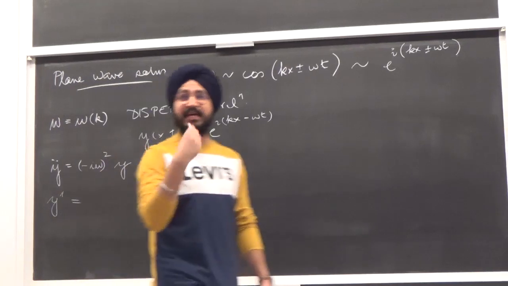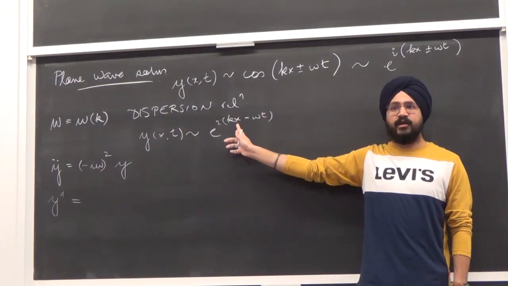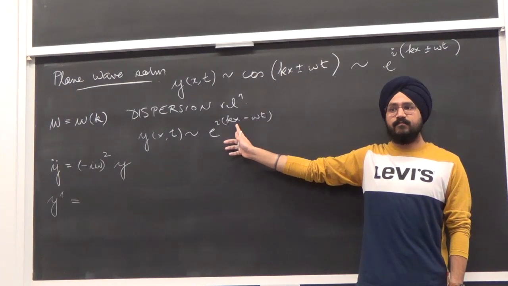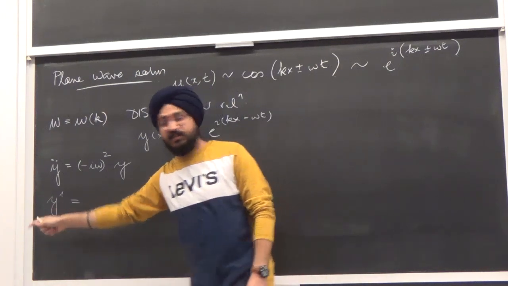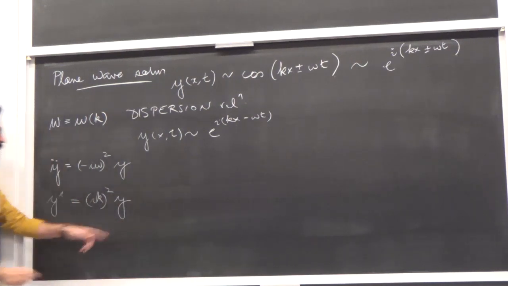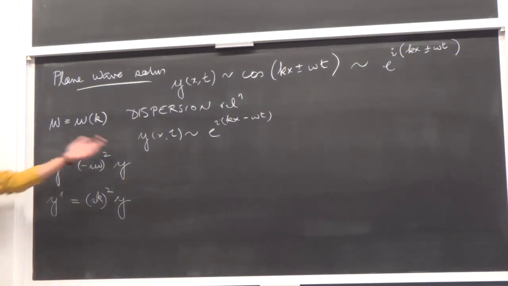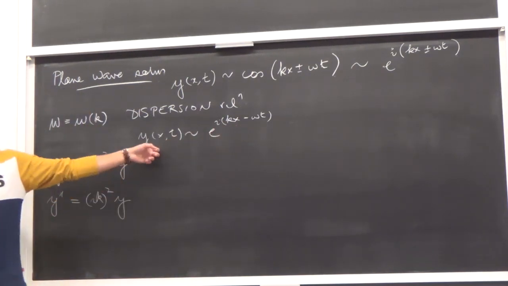The prime is a space derivative, an x derivative. When I do an x derivative here, what do I put down? ik, twice, because of the double space derivative. So it's ik squared and y again, because y is a stubborn function, like an exponential. Again, this was my guess. This was my answer. Okay.